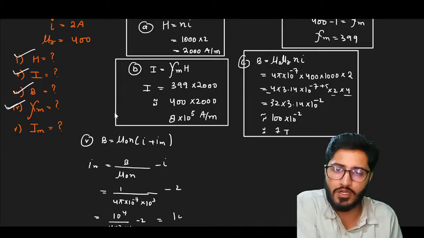So it is divided by 4 into 3.14 into 10 to the power minus 4, minus 2. Somehow it comes out to be 795 amperes, something like this. It will come out something like this now.